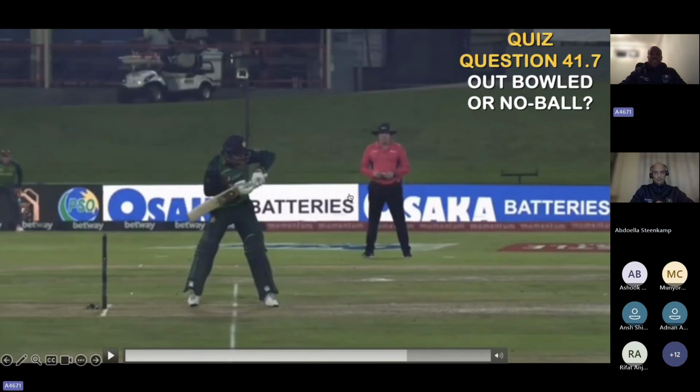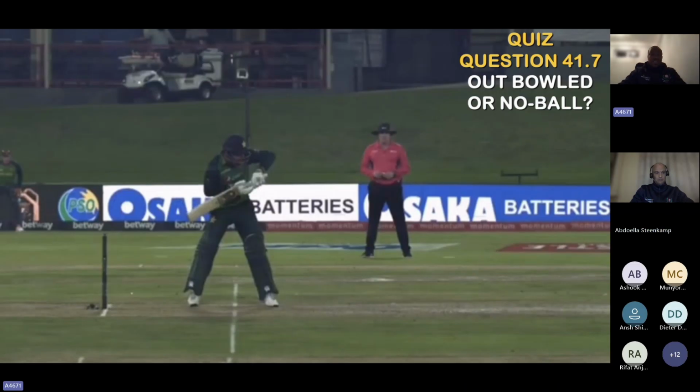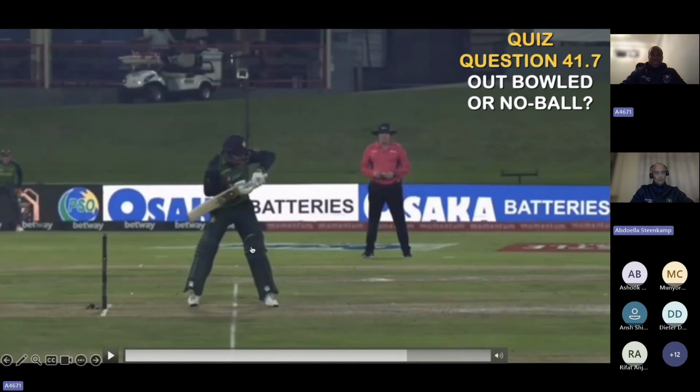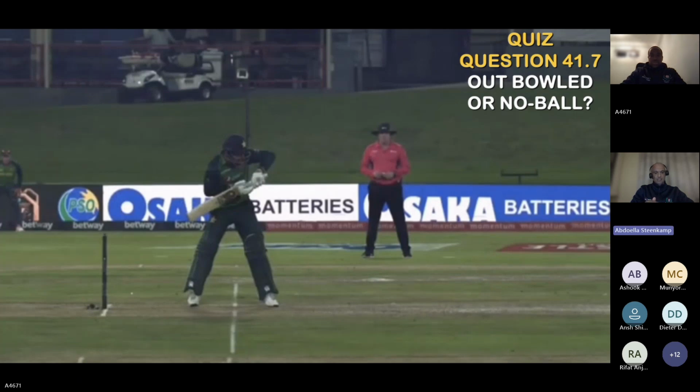Abdullah, even if he had missed the ball and it was a looping delivery that dipped and hit the stumps, where do we judge the delivery? Exactly the same place, Tom. You ask yourself and you judge it: standing upright at the popping crease, was the ball above waist or not? If yes, standing upright at the popping crease, no ball. If the answer is that the ball is not above waist height, standing upright at the popping crease, it's then a fair delivery.